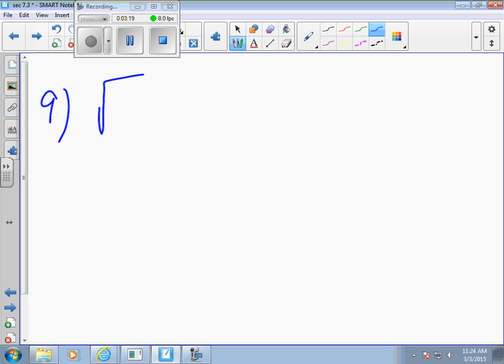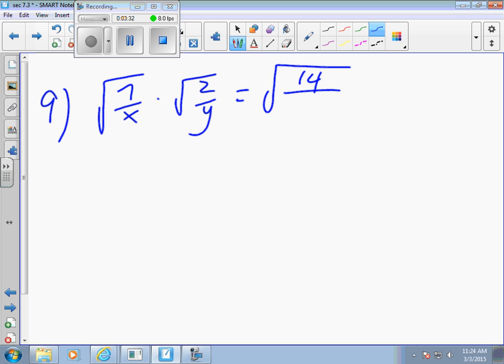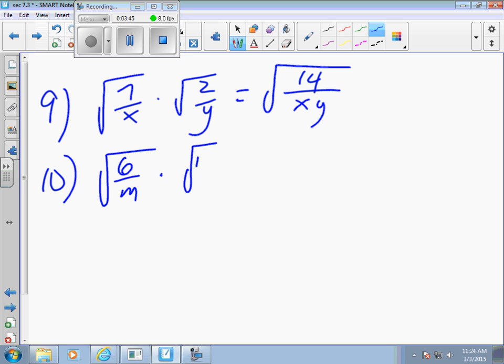If I have the square root of 7 over x times the square root of 2 over y, that's the same thing as the square root of 7 times 2, which is 14, over x times y, which is xy. No perfect squares in there, so nothing to simplify. Number 10, if I have the square root of 6 over m times the square root of n over 5, if I multiply, I'm going to get the square root of 6n, and on the bottom I would put the 5 in front of the m.